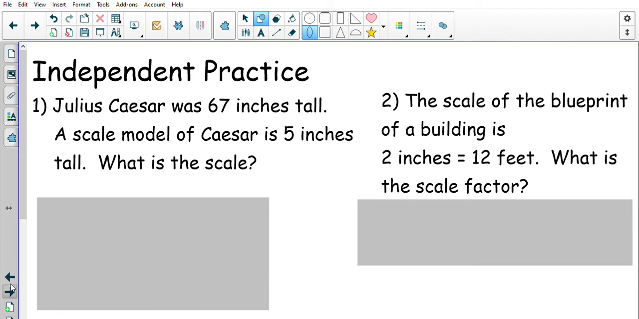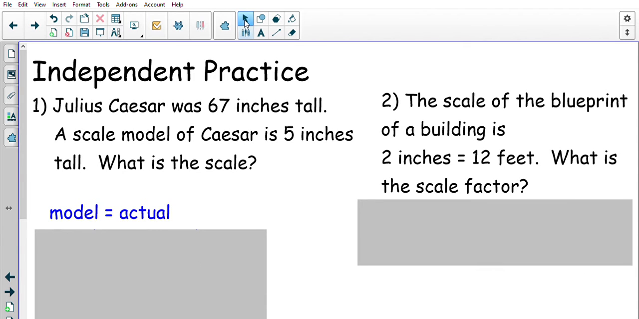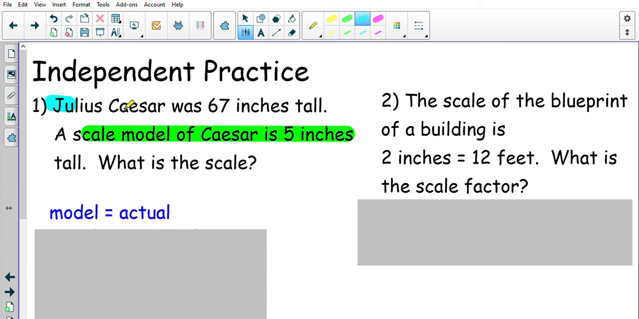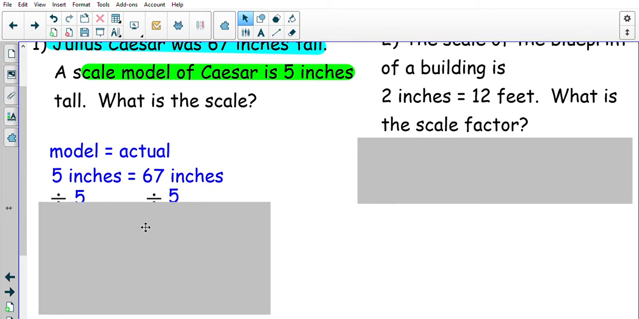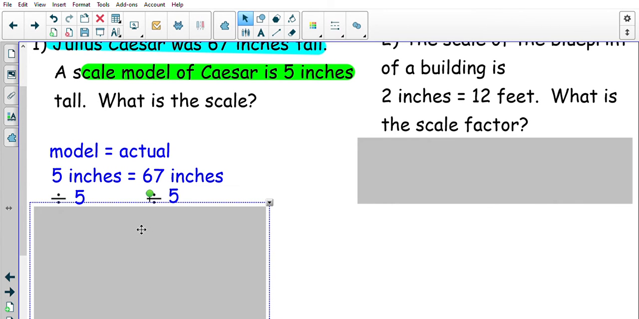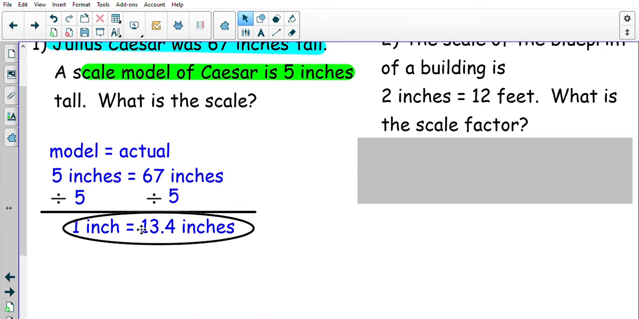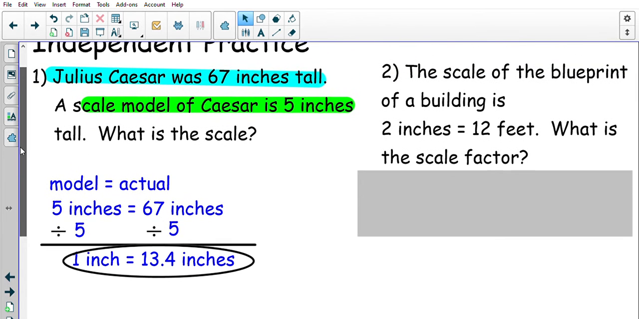All right, so number 1, Julius Caesar was 67 inches tall. A scale model of Caesar is 5 inches tall. What is the scale? So we want this to be model equals actual. We know that the model is 5 inches tall. So that's going to go on the left-hand side. And then Julius Caesar was actually 67 inches tall. So we'll have 5 inches equals 67 inches. Divide both sides by 5. And we get that 1 inch on this model represents 13.4 inches in real life.